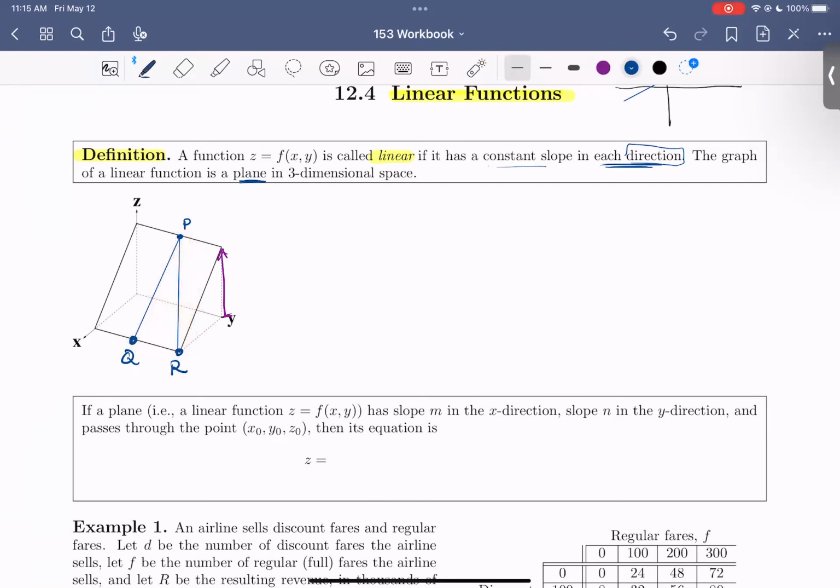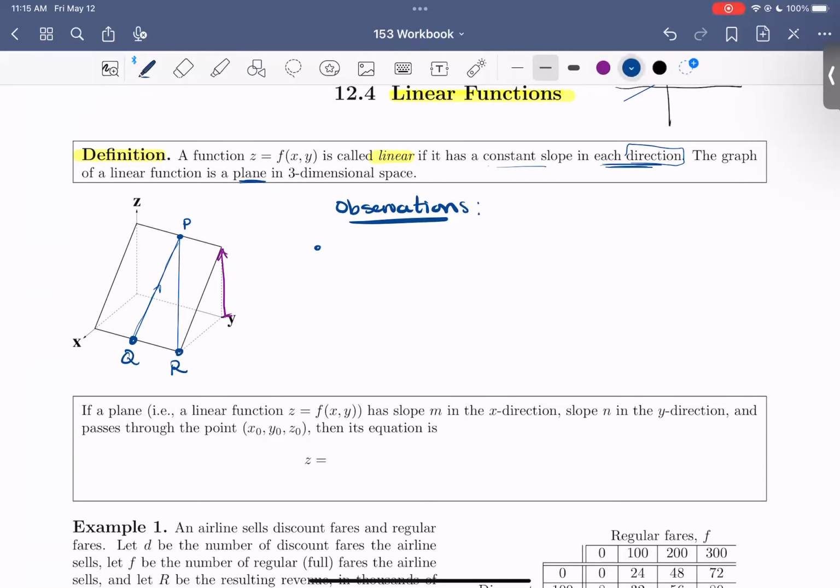So this means that the approach from Q to P must be steeper because we're going along the plane. We're walking less, but we're going just as high. So let's go ahead and write that down. And you might have another way of describing that, and that's totally cool. All right, observation.